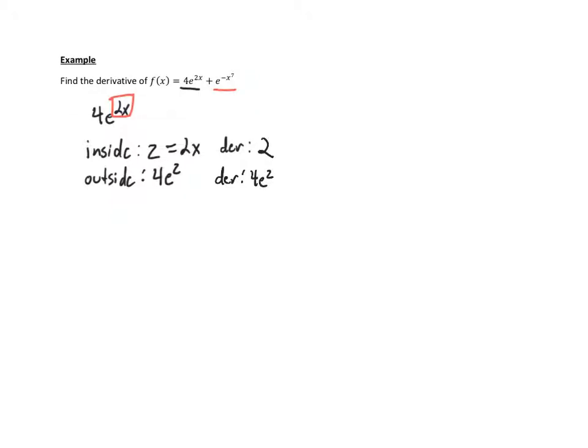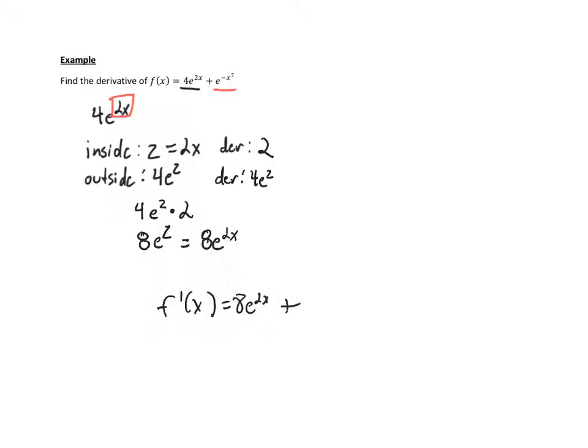So we multiply those two derivatives together. 4e to the z times 2 is actually 8e to the z. And now plugging z back in, we have 8e to the 2x. So far, f prime of x equals 8e to the 2x plus.